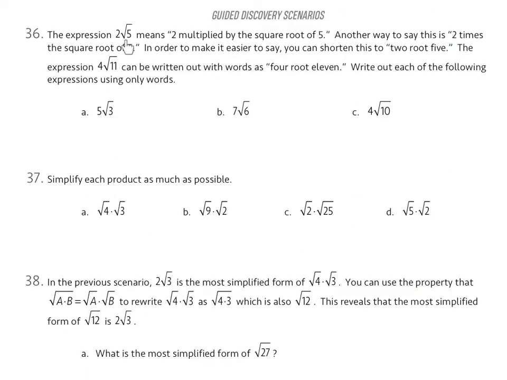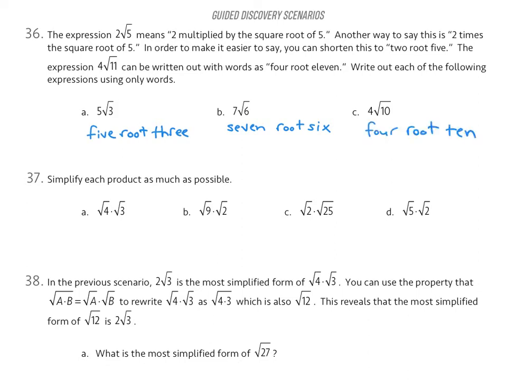36. The expression 2 times the square root of 5 means 2 multiplied by the square root of 5. Another way to say this is 2 times the square root of 5. In order to make it easier to say, you can shorten this to 2 root 5. The expression 4 times the square root of 11 can be written out with words as 4 root 11. Write out each of the following expressions using only words. Part A, 5 root 3. Part B, 7 root 6. Part C, 4 root 10.